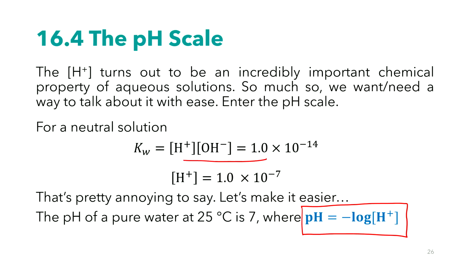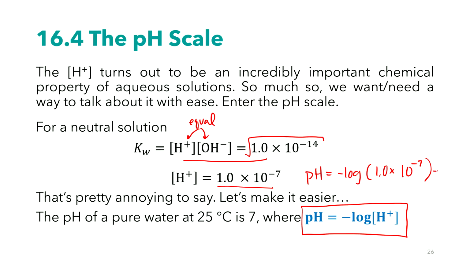Okay? So pure water, pH equals negative log of that 1.0 times 10 to the negative 7th. I got 10 to the negative 7th because these two are equal, right? So what I did was I took the square root of this to solve for H plus because those two were the same. And that's where we get a pH of 7 when those two are equal. That's what we call neutral.